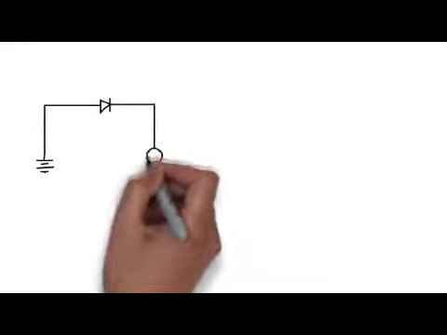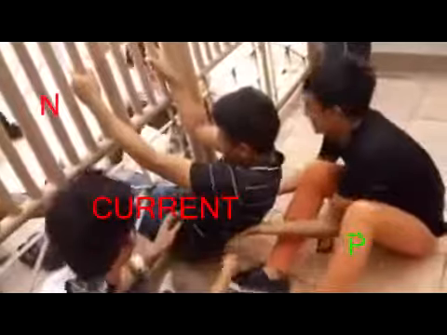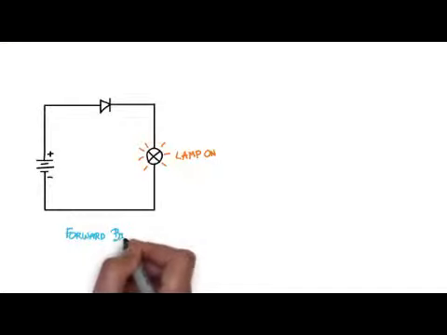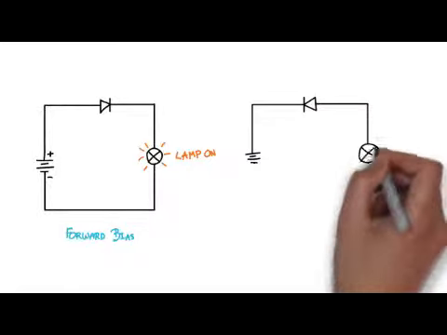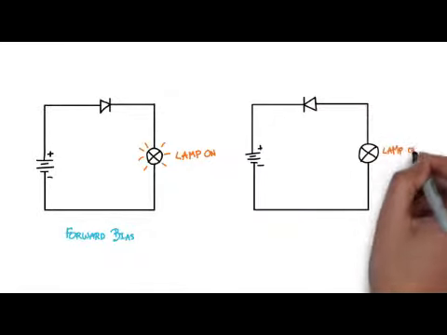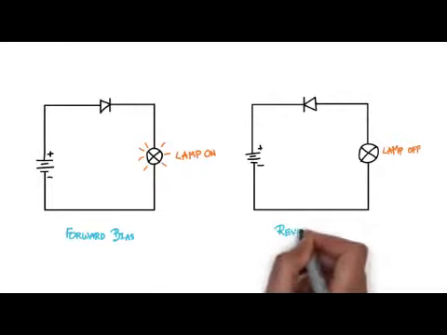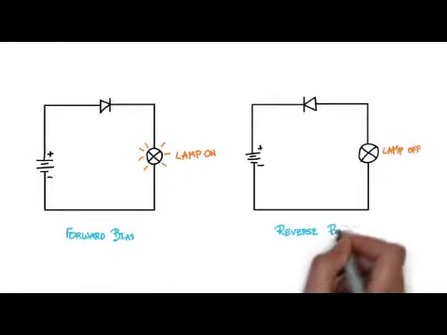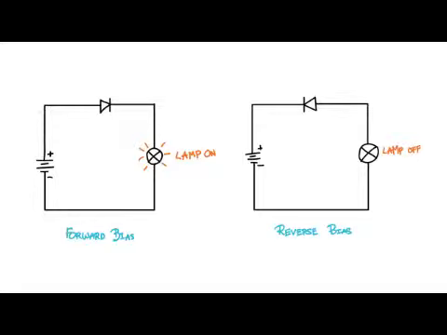Let's connect the diode in series with a lamp. When connected this way, the lamp lights up, indicating that there's a current flowing through the lamp. In this case, the diode is said to be forward biased. But if I reverse the diode, the lamp won't light up because the diode prevents the current from flowing. This is where the diode is said to be reverse biased.